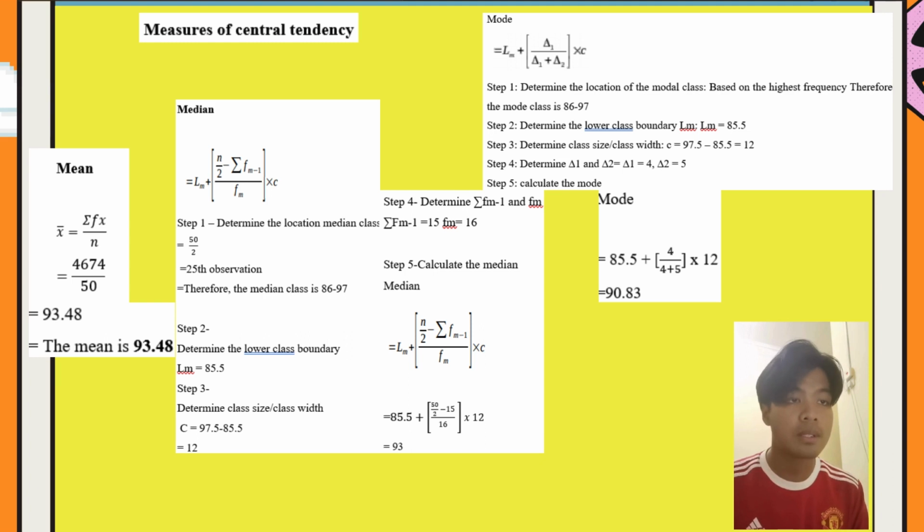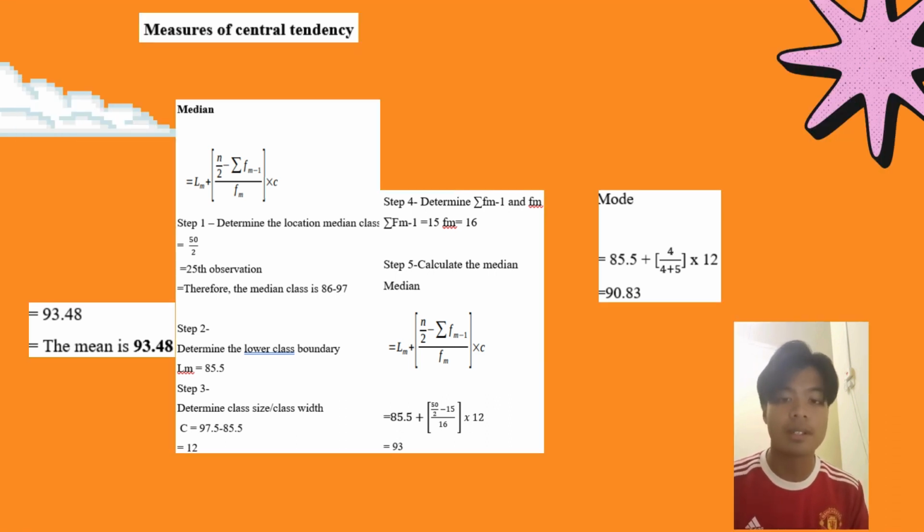Step 4. Determine delta 1 and delta 2. So we will get delta 1 equal to 4, delta 2 equal to 5. Step 5, calculate the mode. We will take 85.5 plus open bracket 4 divided by 4 plus 5 close bracket times 12, and we will get 98.83. So therefore the mode is 90.83.